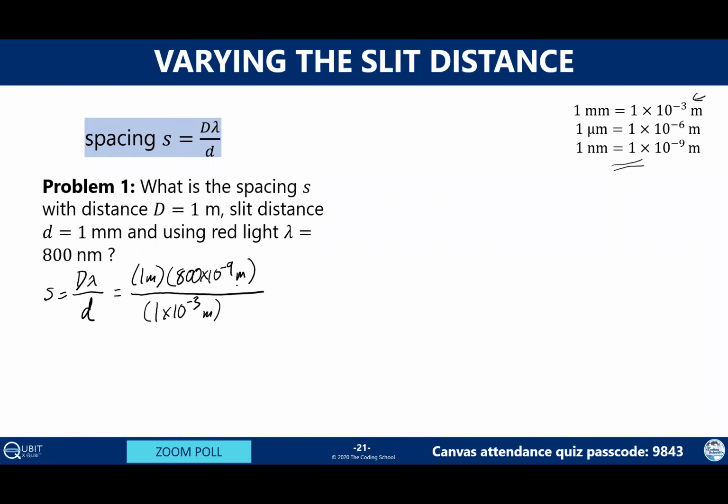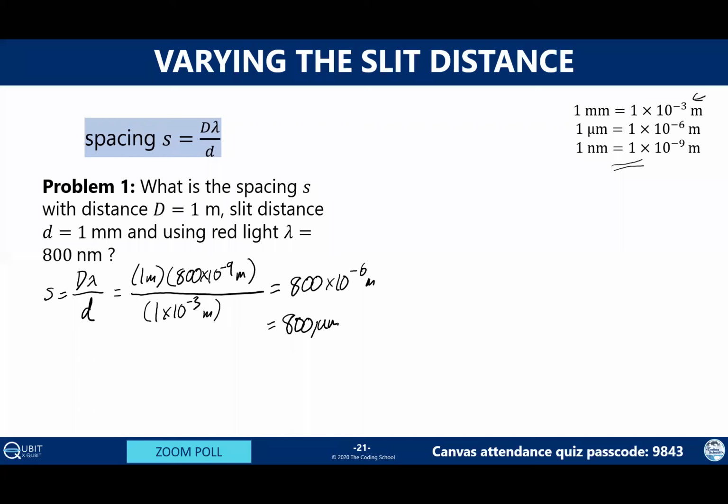So here we get 2 of the meters cancel out, and then our result is just going to be in meters, which is as expected. The spacing is just the distance. So if you go ahead and plug all of this stuff into your calculator, you are going to get 800 times 10 to the minus 6 meters, which is just 800 micrometers. Again, I hope I'm correct here.